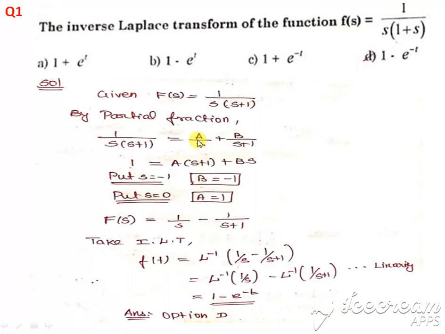Substitute these two values in this formula, then we get F(s) equal to 1 by s minus 1 by s plus 1. Then take the inverse Laplace transform. F(s) becomes f(t). So L inverse of 1 by s becomes 1. L inverse of 1 by s plus 1 becomes e power minus t. So the correct answer is option D.